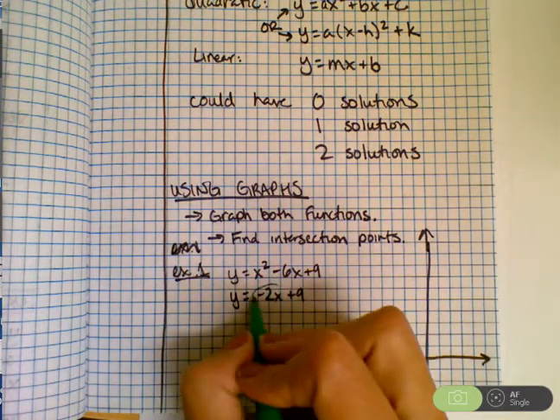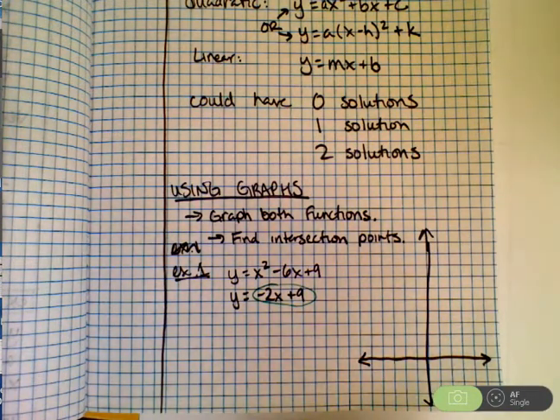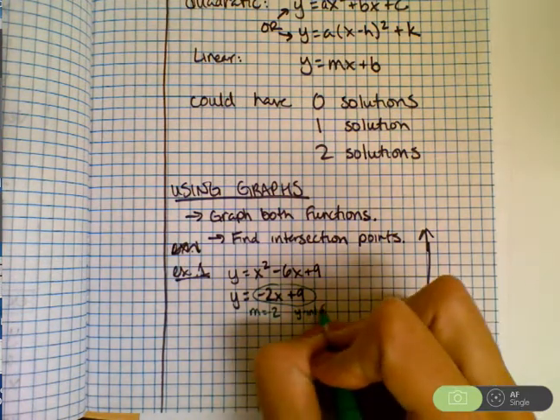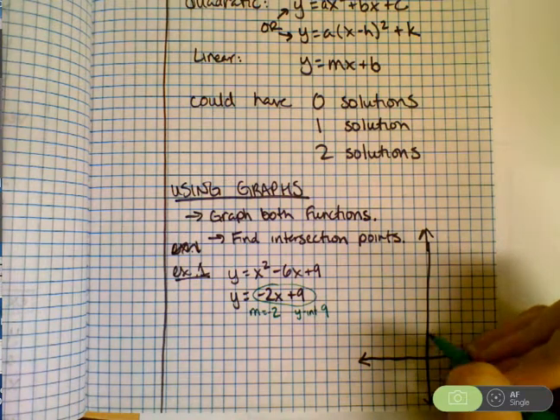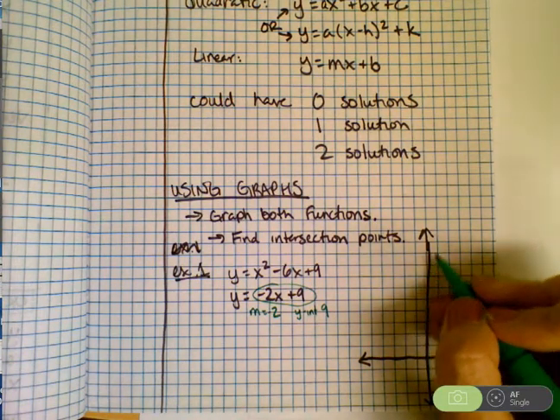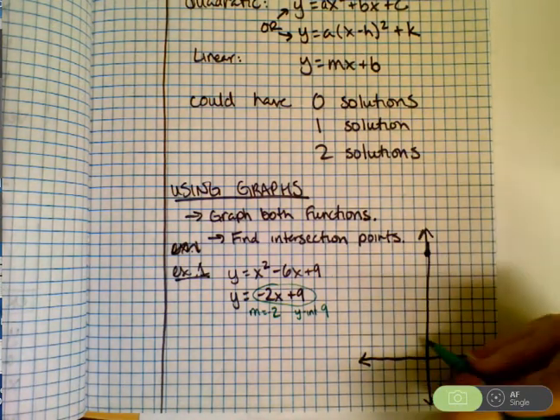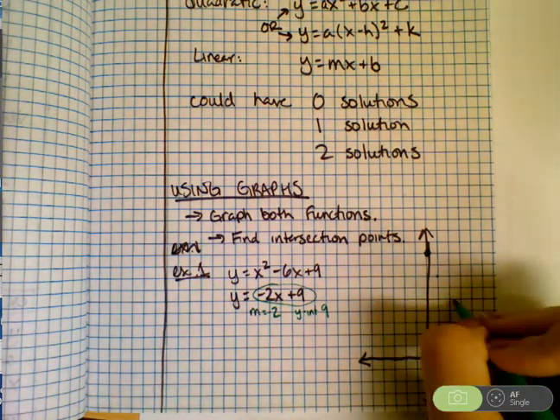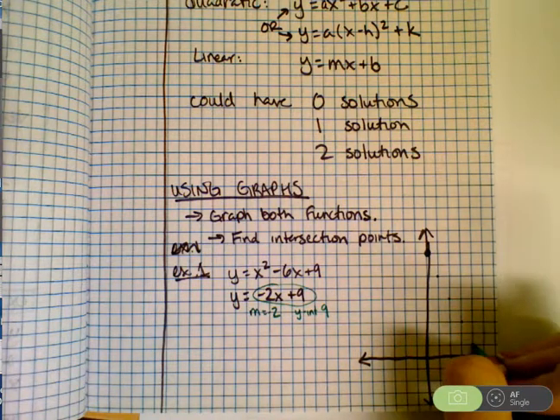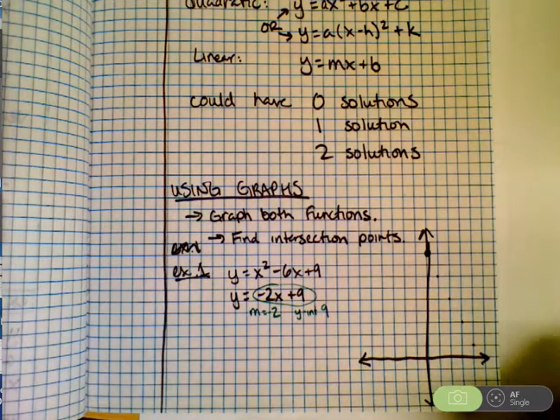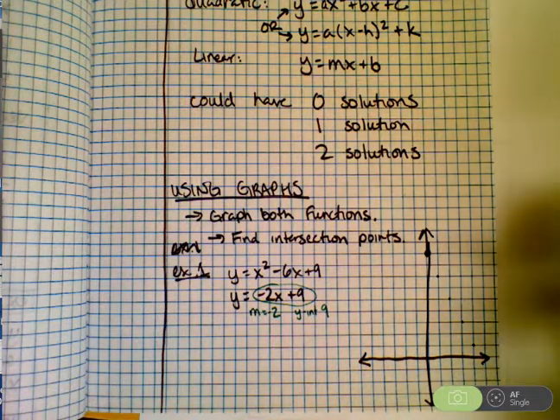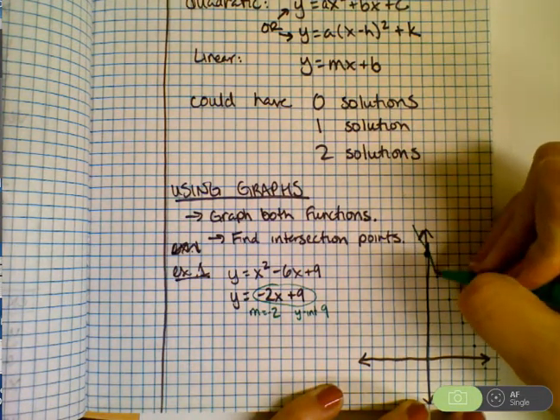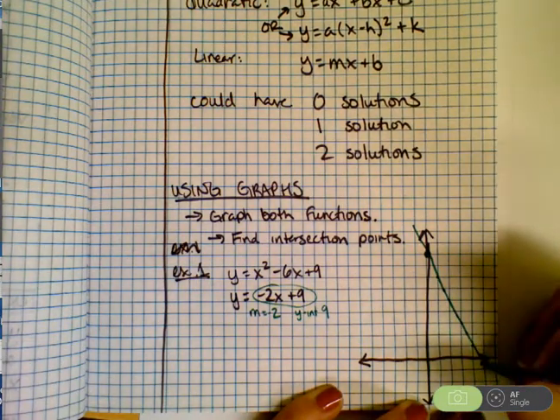So in our linear function, which is this one, I'll graph that one in green. Our slope is -2. Our y-intercept is 9. So I'm going to go to 9 on my y-axis. 2, 4, 6, 8, 9. Let me just double check that. 1, 2, 3, 4, 5, 6, 7, 8, 9. Yep. Down 2 over 1, down 2 over 1, down 2 over 1, down 2 over 1. And I could keep going with that. Connect them with a straight line.